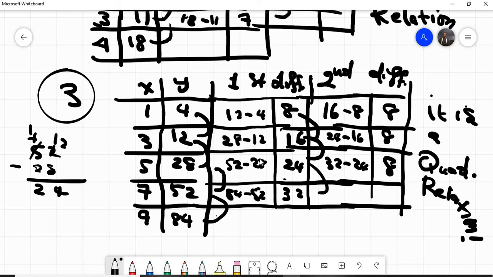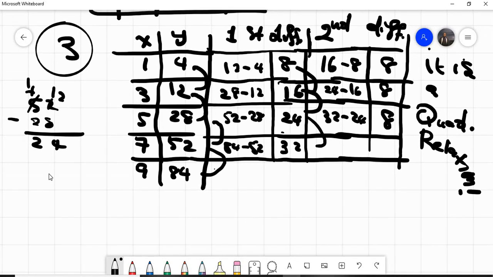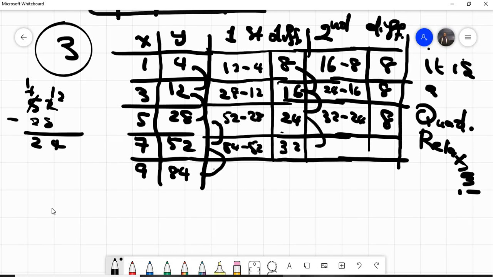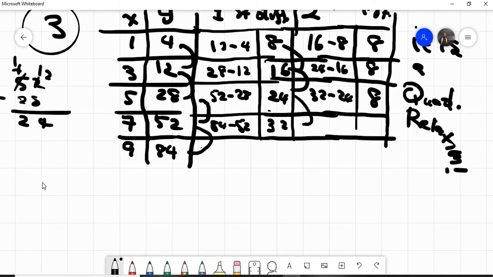So the work is like that. We didn't meet neither; we got only quadratic or linear. If the second differences are different, we could continue, but in this case we would just say neither. That's the end of our lesson for the day.